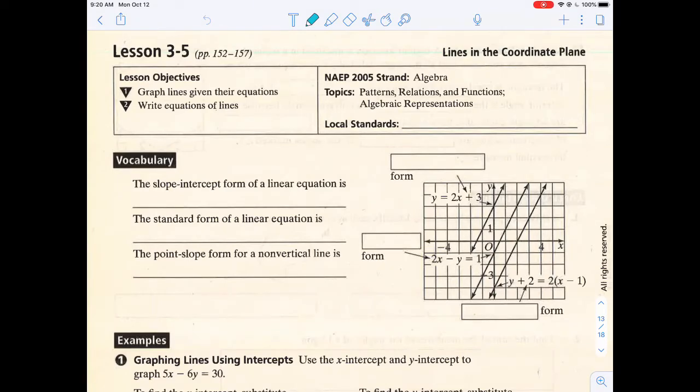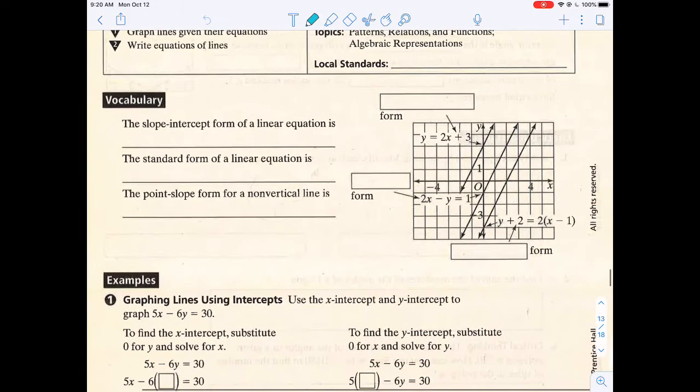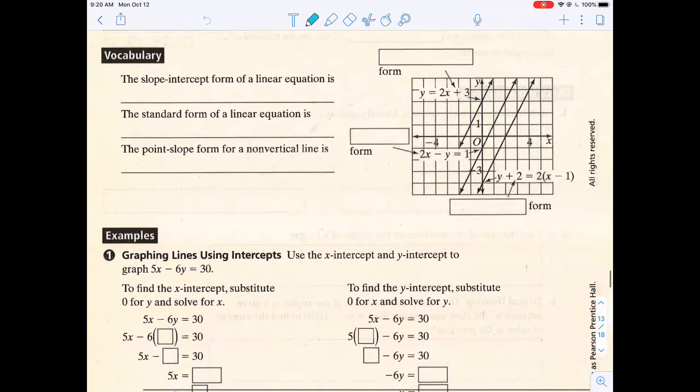Alright, lesson 3.5 is about lines in the coordinate plane, and we're going to start off with some vocabulary. So, first, the slope-intercept form of a linear equation. Slope-intercept form is y equals m times x plus b. In this case, m is always the slope, and b is the y-intercept.